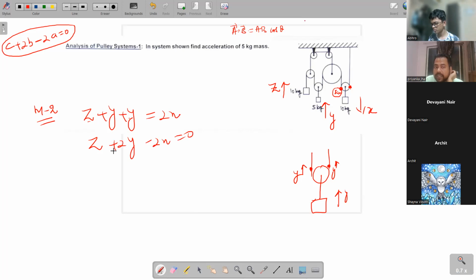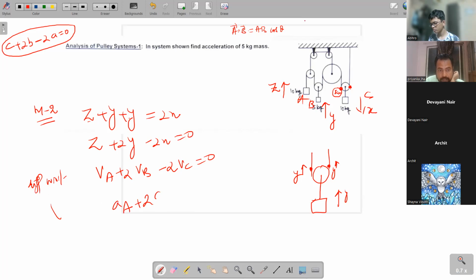This is displacement. Differentiate with respect to time. It will become, z is displacement of this, suppose A, B, C. So velocity of A, this is velocity of B, this is velocity of C. Again differentiate with respect to time. It will be acceleration of A plus twice acceleration of B minus twice acceleration of C. So acceleration of A, we took A. See, kind of like the same relation you got. Kind of understood?